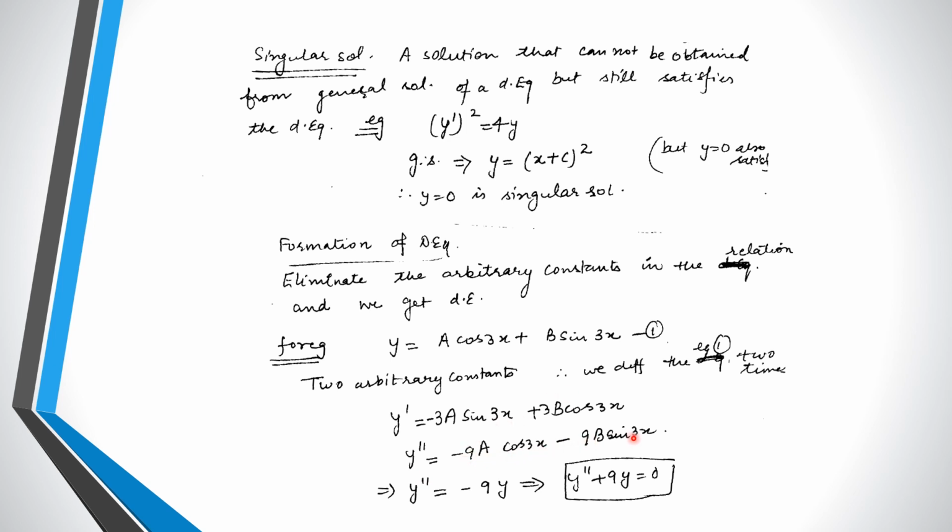So now you can take minus 9 common and you will have a times cos 3x plus b times sin 3x. And what is this? This is nothing but y. So you can substitute over here. So you will have y double prime plus 9y equals 0, right? So this is the differential equation whose solution is this. So in this case, the general solution is given to us, and we have to eliminate the arbitrary constants and formulate the differential equation.